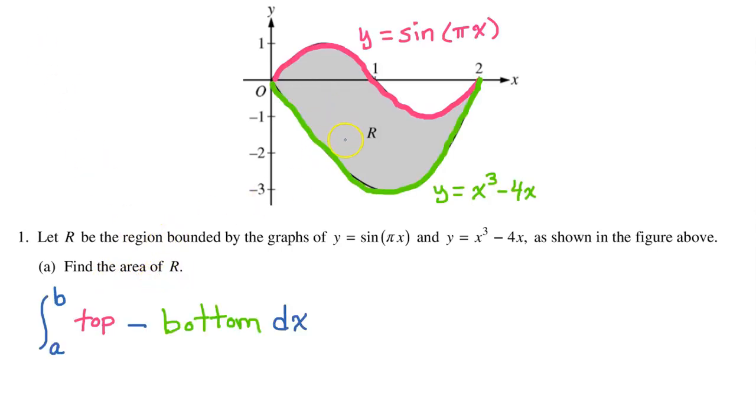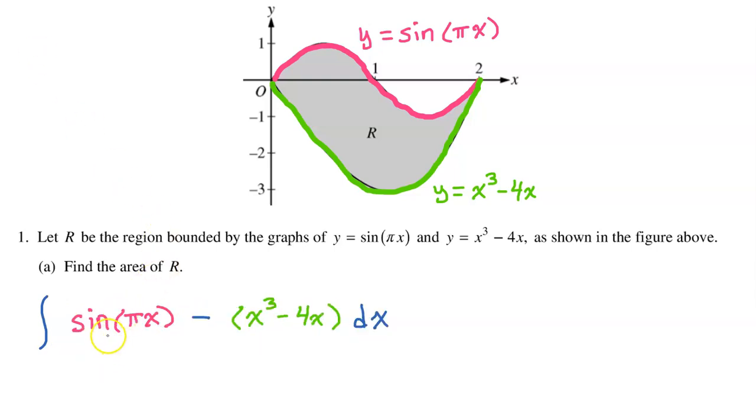You can find the area between two curves by integrating with respect to x if you integrate the top function minus the bottom function. In this case, the top function is the sine of pi x, and the bottom function is x to the third power minus 4x. The region R goes from 0 to 2, so these are the limits of integration.